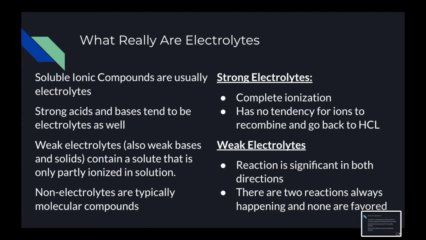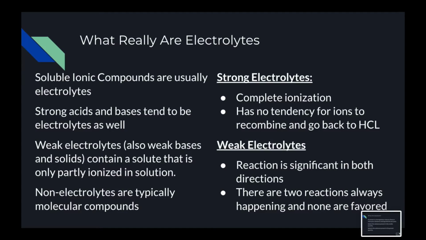So the next thing to talk about is electrolytes and how they relate to solutions. Soluble ionic compounds are usually electrolytes. Strong acids and bases tend to be electrolytes as well. Weak electrolytes, also weak acids and bases, contain a solute that is only partly ionized in solution. And then the last of the three groups of electrolytes are non-electrolytes, which are typically molecular compounds. These do not conduct electricity whatsoever, hence the reason why they are called non-electrolytes.